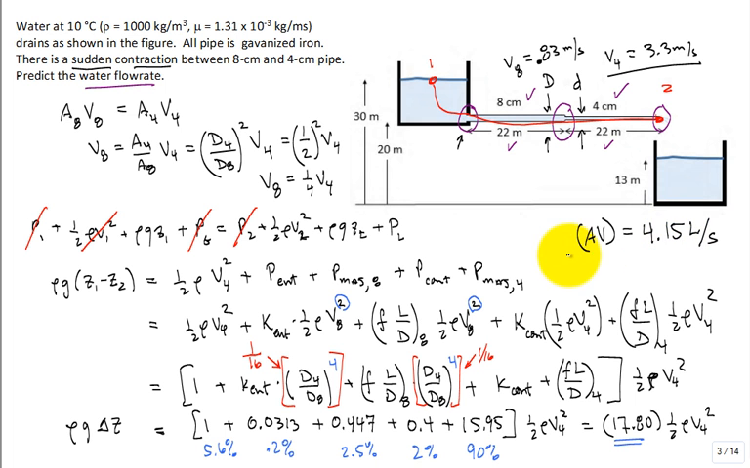What was the volumetric flow rate when we just had the 4 centimeter only pipe? It was 4.21 liters per second with only the 4 centimeter pipe. We added the 8 centimeter pipe. Oh, it's 22 meters long. You would think that it would drastically reduce the flow rate by adding that 8 centimeter pipe. But that whole 8 centimeter pipe almost did nothing. See that?